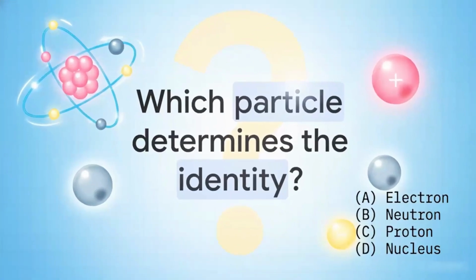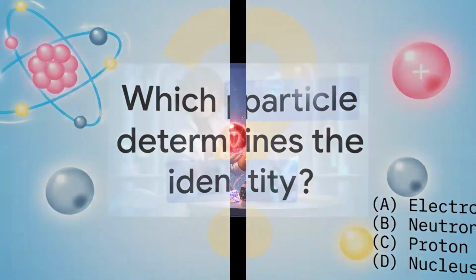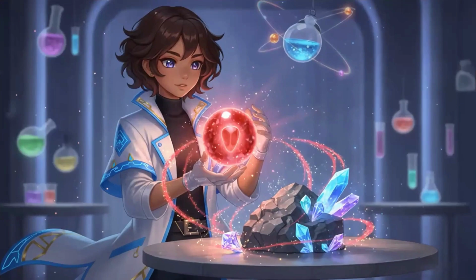Now, let's start the part that you like. We are talking now about challenge question number 1. Which particle determines the identity of an element? Is it electron, A, neutron, B, proton, C, nucleus, D? Pause the video. Ready? The answer is C, proton.